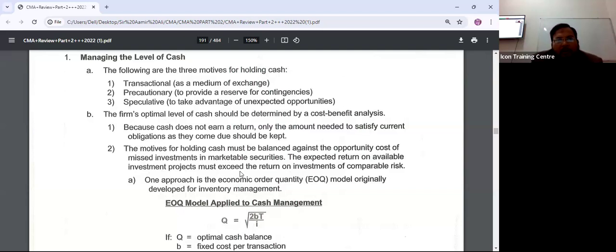Now, the firm's optimal level of cash should be determined by cost benefit analysis because cash does not earn a return. If you hold cash, it will give you nothing. So only the amount needed to satisfy current obligations as they come due should be kept. Keep that much cash that is available to pay the liabilities. The motives for holding cash must be balanced against the opportunity cost of missed investments in marketable securities. The expected return on available investment projects must exceed the return on investments of comparable risk.